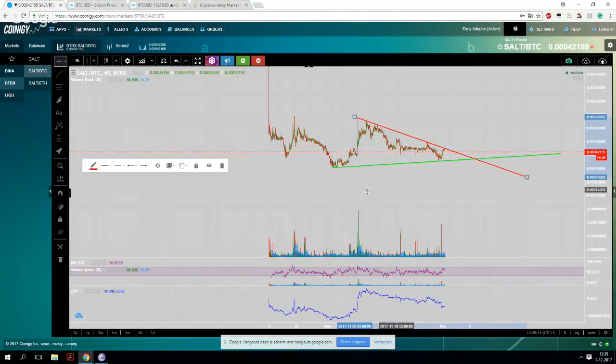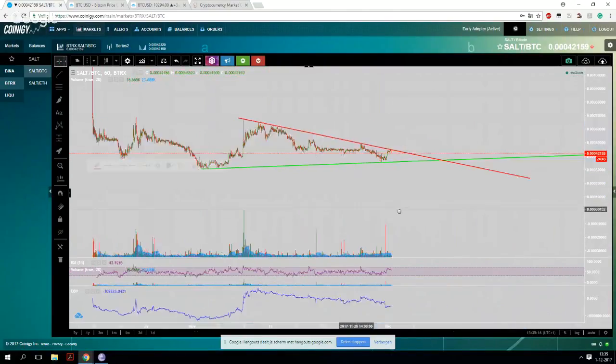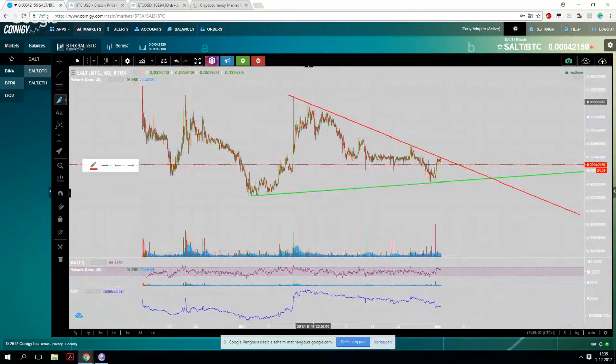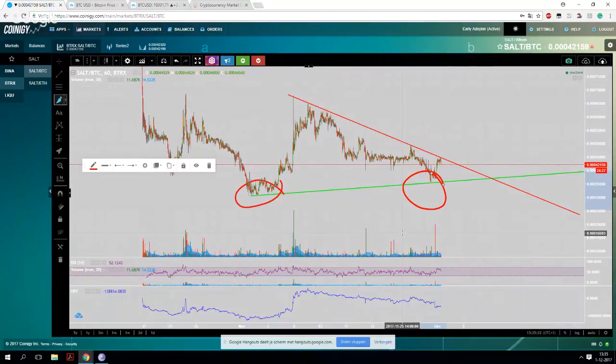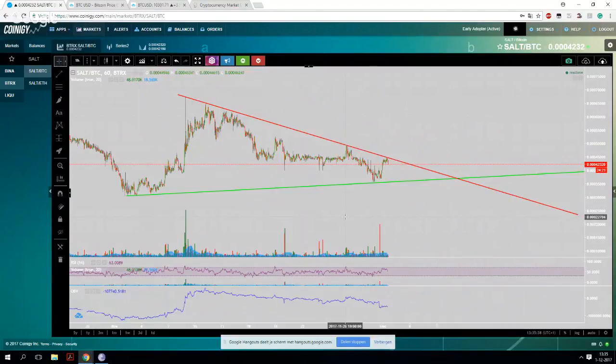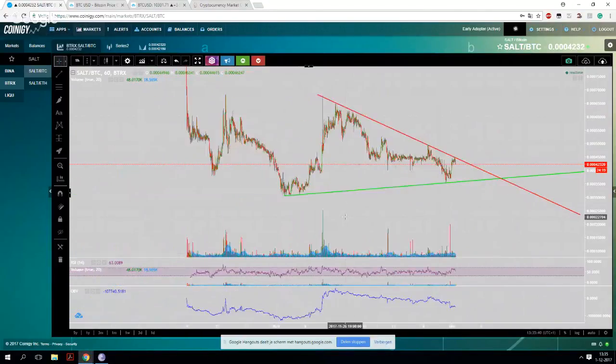Side note for you guys, resistance has been confirmed because we have 1, 2, 3, 4 hits. Support is unconfirmed because we have 1, 2 hits. You need at least 3 hits on a level in order to confirm it. 2 hits doesn't count. But still, this would probably be support. Would I buy this right now? No, I would not.